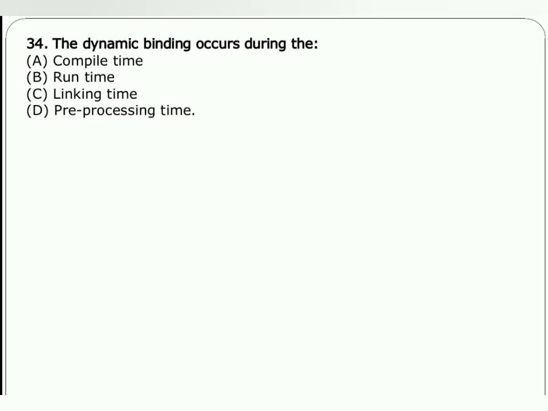Next one. The dynamic binding occurs during the compile time, run time, linking time, or pre-processing time. Dynamic binding is an object-oriented programming concept, and it is related with polymorphism and inheritance. Dynamic binding means that the block of code executed with reference to a procedure call is determined at runtime. So option B is the correct one.